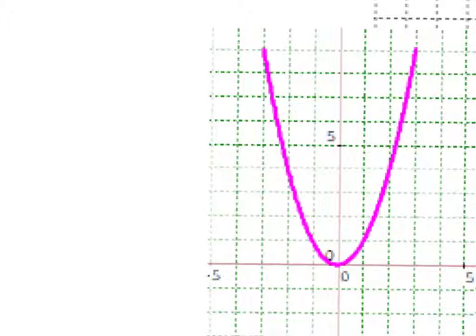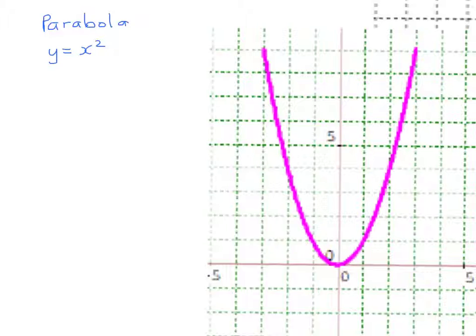Hi there. We're just looking at the features of parabolas, and the U shape we know is a parabola, and the formula of the standard parabola that hasn't been stretched or moved at all is y equals x squared, and that's exactly what kind of parabola we have here.